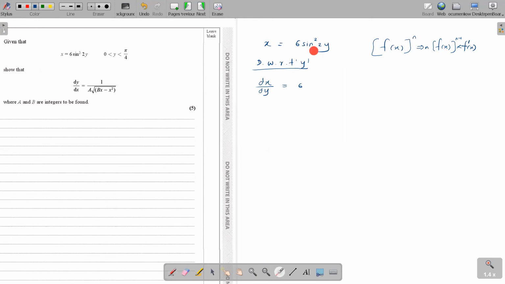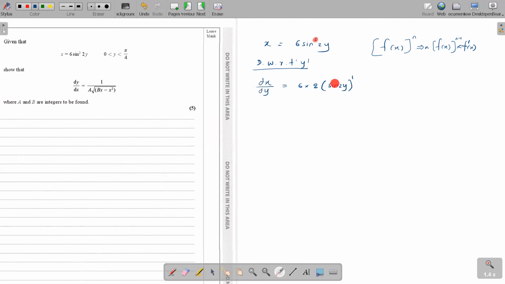Here sine square 2y means sine 2y to the power of 2. So first you need to deal with the power 2. I'll bring the power 2 forward like in this rule. So 2 times sine 2y to the power 2 minus 1. So I just did this part: bring the power in front, subtract 1 from the power. After you're done with the power, go inside and differentiate the inside function.